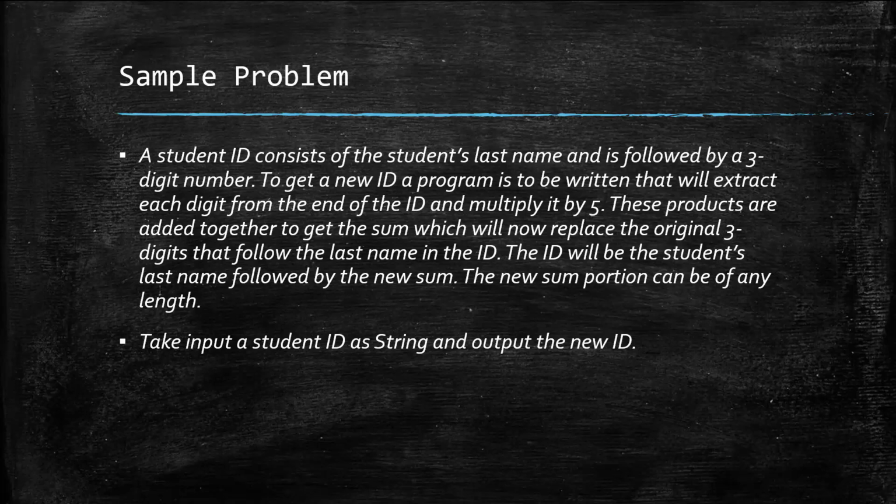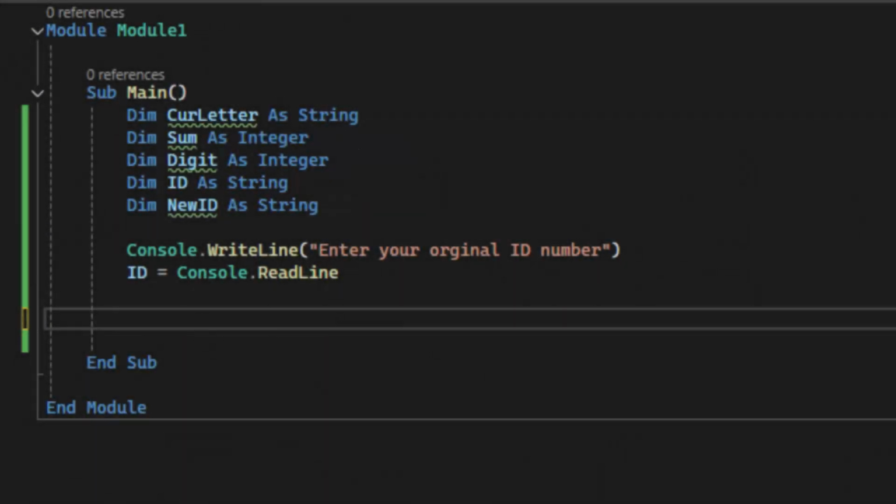Let's swing over to VB.NET so we can see the Convert.ToInt32 method in action. You can see I've already set up some variables: currentLetter to hold the current letter. If it's a letter, I need to add that on to the new ID. If it's a digit, I need to convert it and perform math on it. And that's what sum does, it holds the sum of all 3 products that we do. Digit is to hold the value. If it is a digit, I need to convert it to an integer, and that's going to hold it as a numerical value so I can perform math on it. ID, which is the original ID, and newID, which we are going to build.